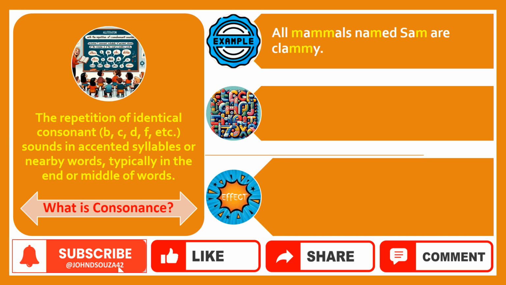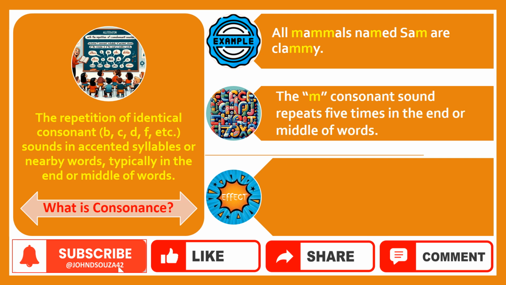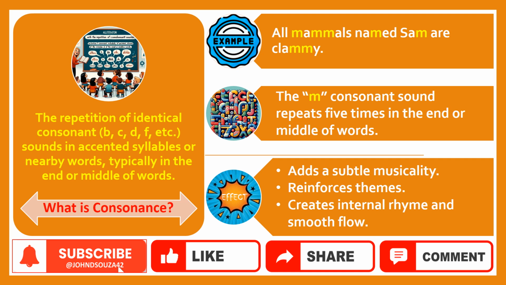What is consonance? It is a repetition of identical consonant (B, C, D, F, etc.) sounds in accented syllables or nearby words, typically in the end or middle of words. In the example, the M consonant sound repeats 5 times in the end or middle of words. Consonance adds a subtle musicality, reinforces themes, and creates internal rhyme and smooth flow.